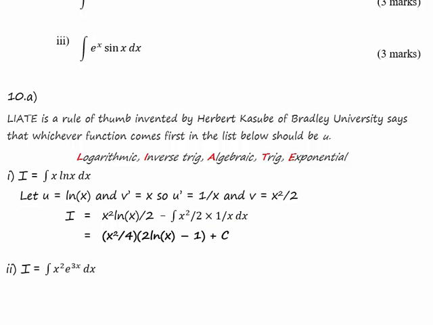Part 2. I is equal to the integral of x squared e to the 3x dx. So as before, we look for the terms that we're going to use first. We don't have any log terms, we don't have any inverse trig terms, we do have an algebraic term, in this case it's x squared. So we'll let u equal x squared and dv equal e to the 3x. Differentiating u I'm going to get 2x, and integrating dv dx I'm going to get e to the 3x over 3.